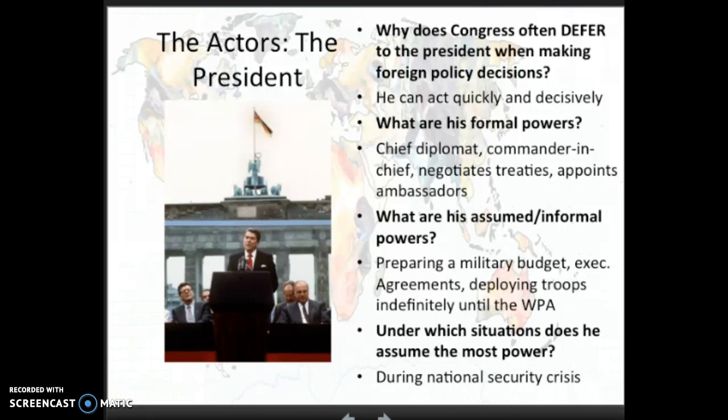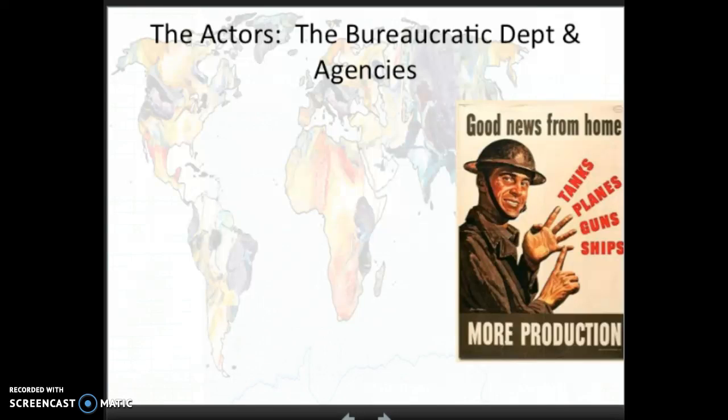Under what situations does the president assume more power? During national security crisis. Then the president has a lot of departments and agencies that help him out. Which departments and agencies help him out?